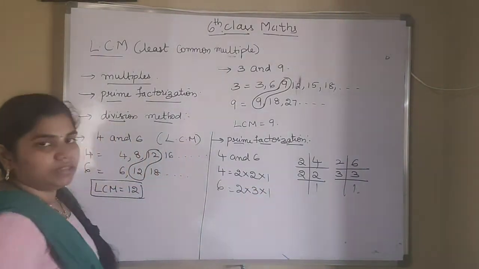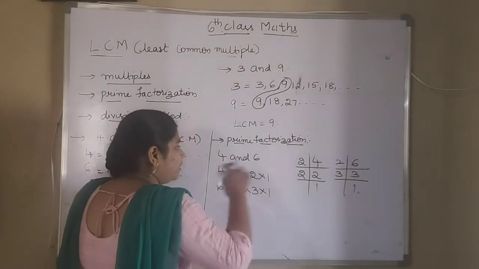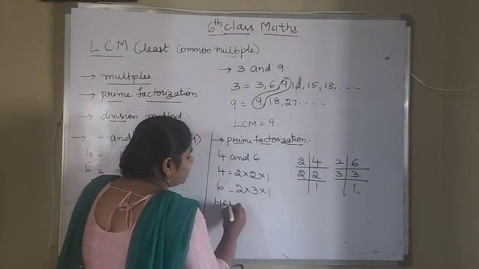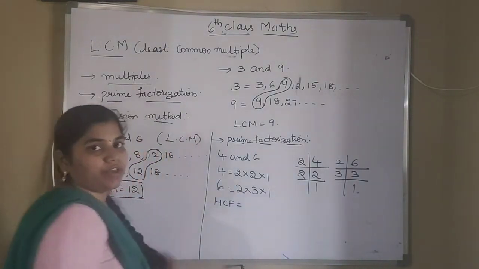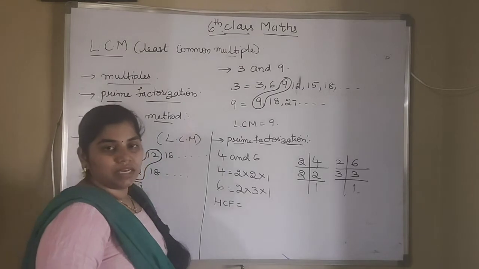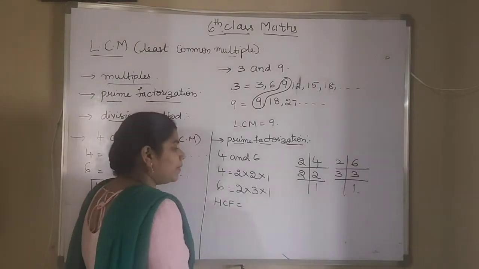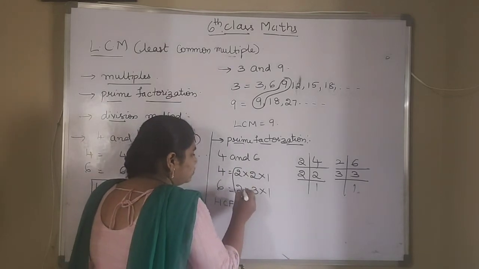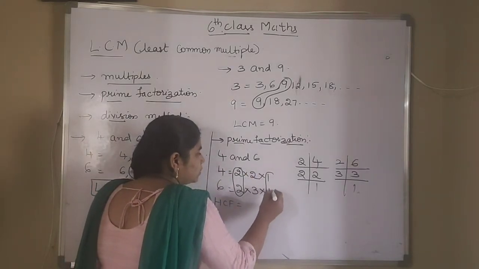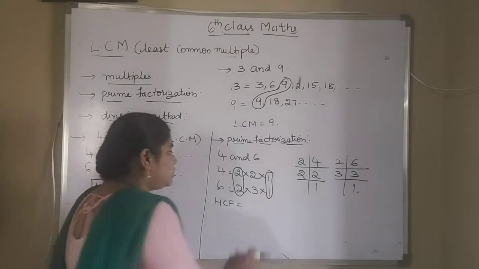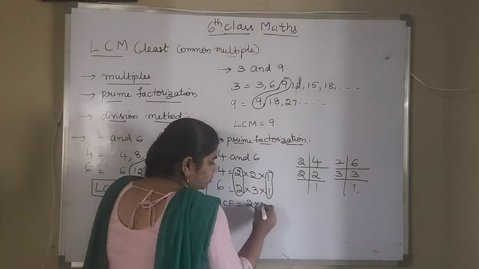So how to find the LCM? Before finding the LCM value, first we have to find the HCF value. HCF is nothing but taking the common value. This is common and this value is also common. So these two common values, write first.